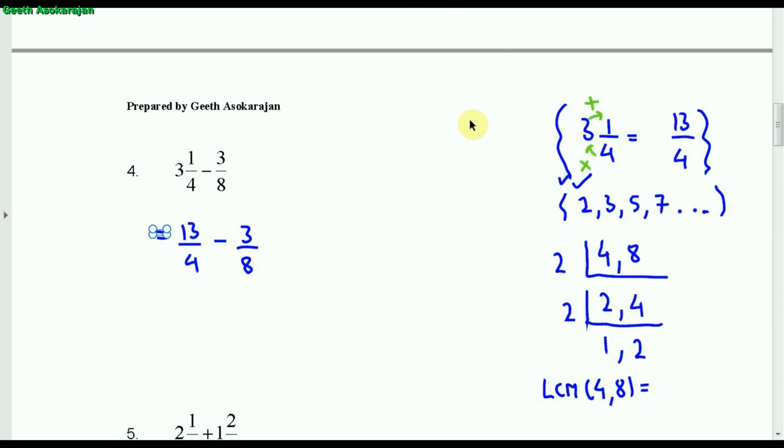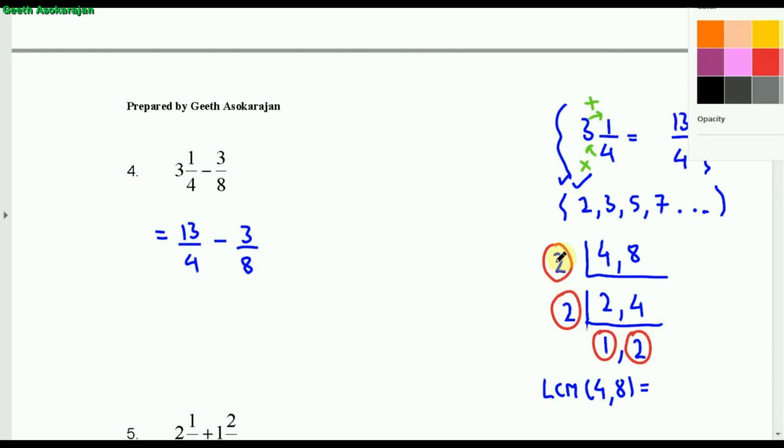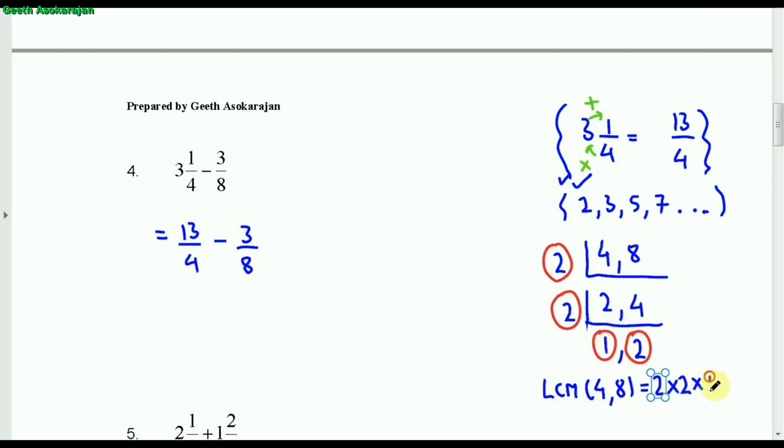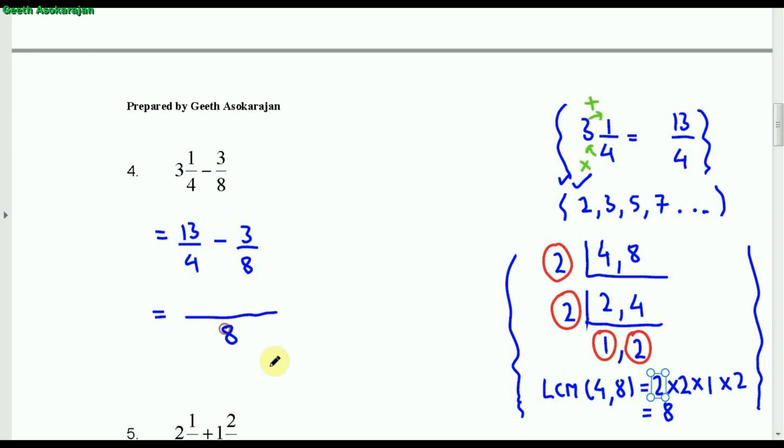And all we do now is we multiply. So if I take my red pen, we multiply this 2 by this 2 by this 1 by this 2. If I go back to my favourite colour blue, we multiply this 2 by this 2 by this 1 by this 2. So 2 times 2 is 4. Times 1 is 4, times 2, 8. So the LCM of 4 and 8 is 8. So 8 is going to be the denominator of the resulting fraction.